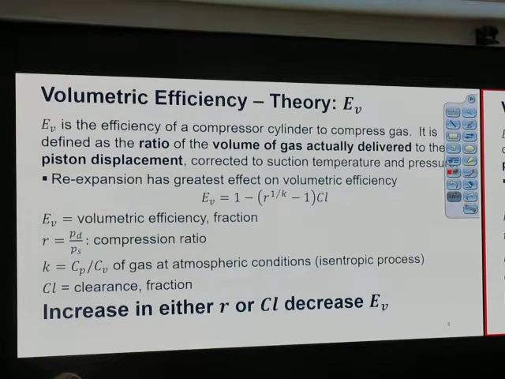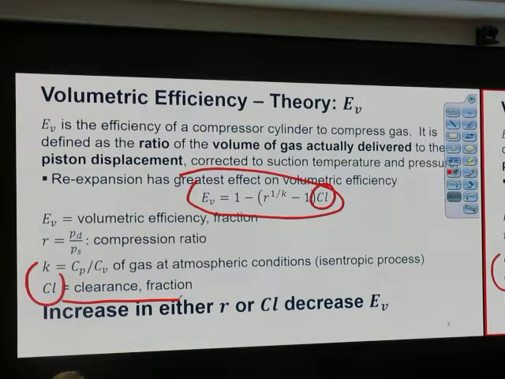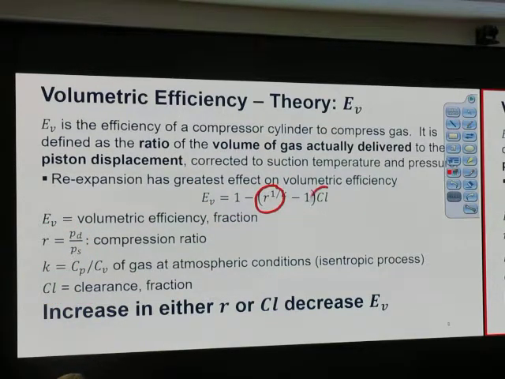Efficiency, when we talk about that gap for a reciprocating unit, we call it volumetric efficiency, or capital E sub V. Capital E sub V is calculated based on the clearance fraction, CL. R is the compression ratio, and CL is the clearance. So if we don't have any gap, this thing is 0, then the efficiency coefficient becomes 1, very efficient, volumetric wise. But we need to have some gap.